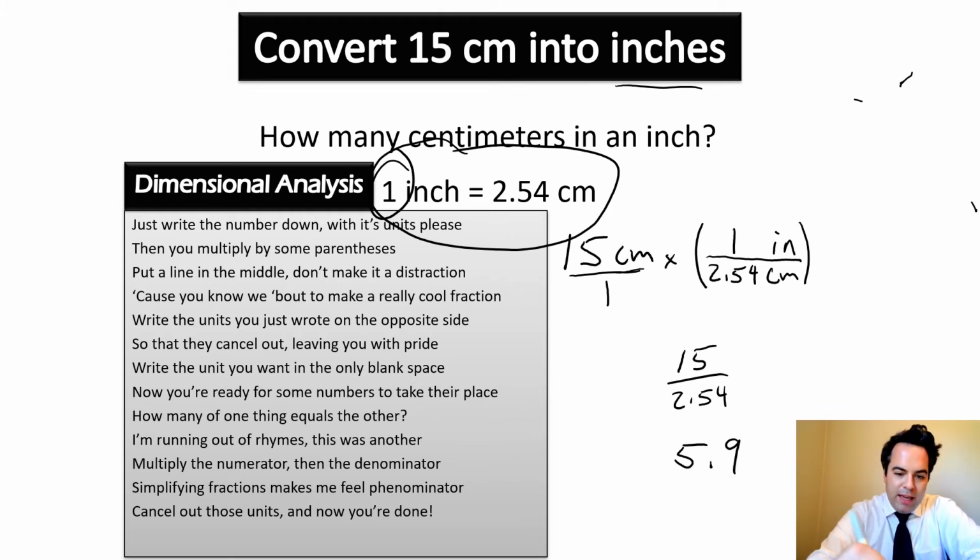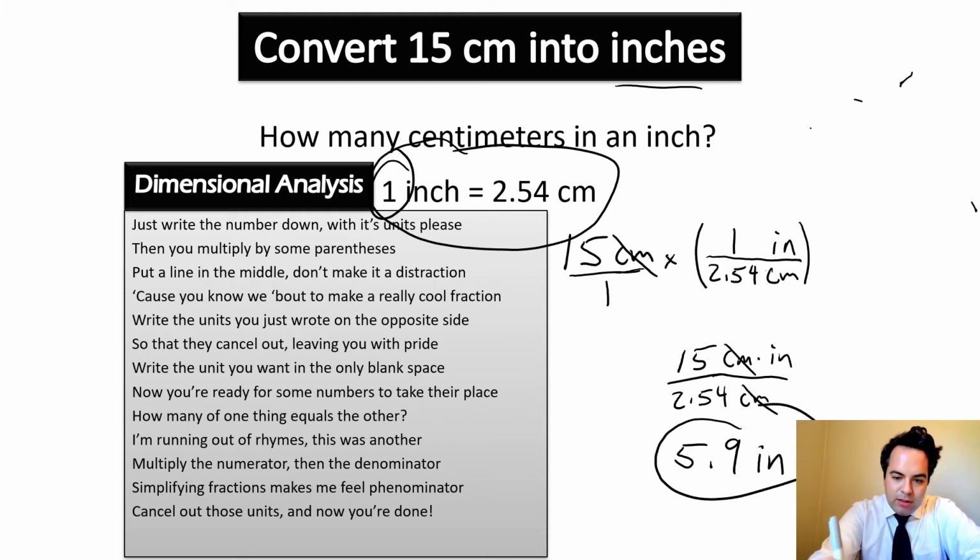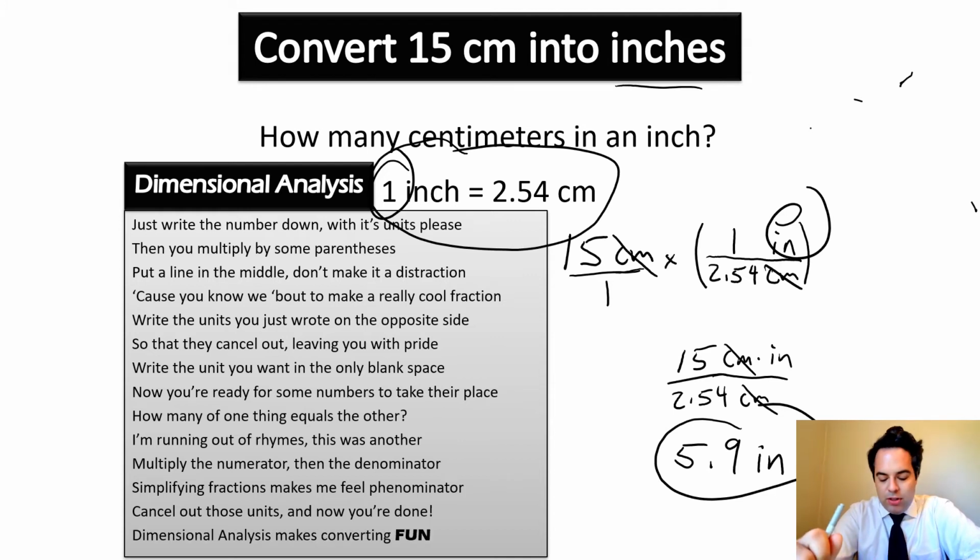And then you cancel out the units, centimeter divided by centimeter. So this was 15 centimeters times 1 inch, and then 2.54 centimeters times 1, nothing. And a centimeter divided by a centimeter cancels out. So this is just happening in the background. And that's what happens when these cancel out and you're just left with inches. Cancel out those units, now you're done. Dimensional analysis makes converting fun.